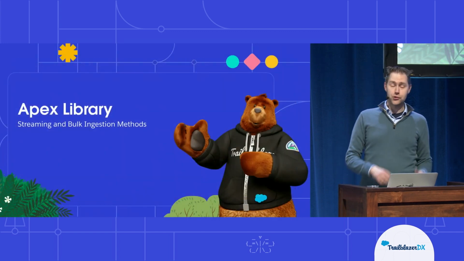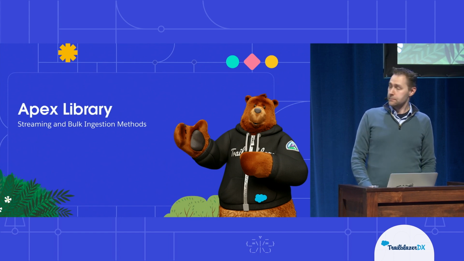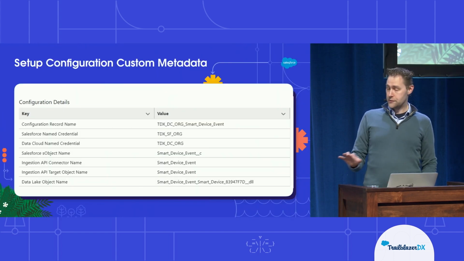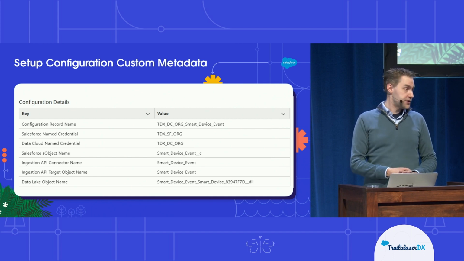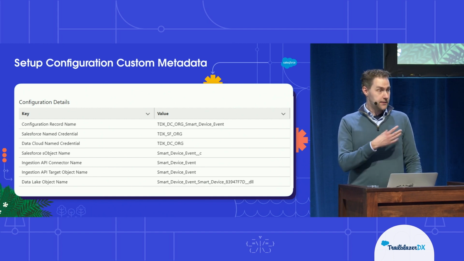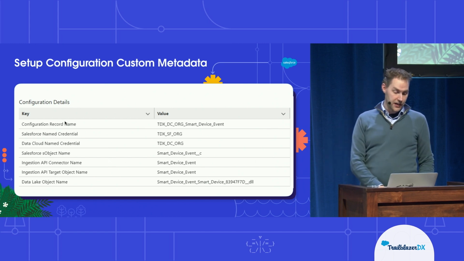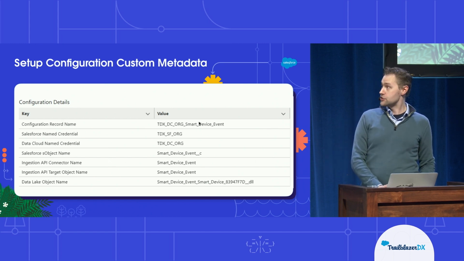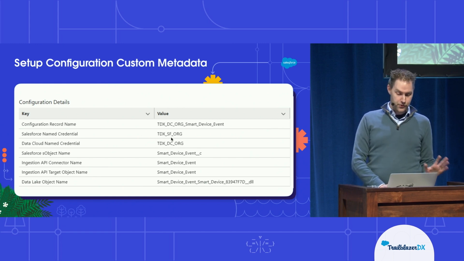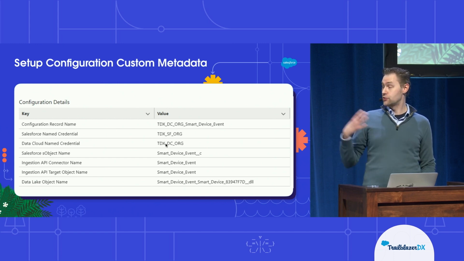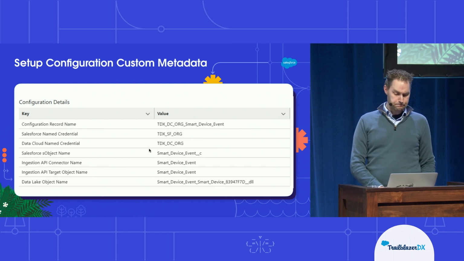The next step is to use an Apex library to call all the different ingestion API endpoints. The first thing we need to do is set up a metadata configuration record, and in this record we tell Apex exactly how to connect. So we set up a record name. This is what we're going to need from Apex to specify what we'll need. The Salesforce named credential is more for the future, so we can ignore that for now. We have a Data Cloud named credential, which is the named credential to our Data Cloud instance.